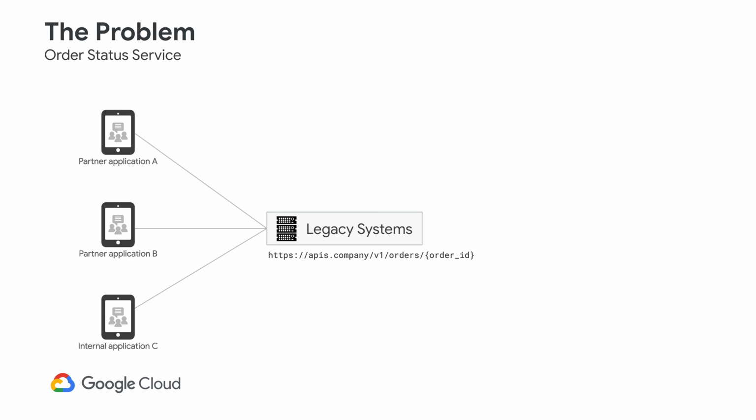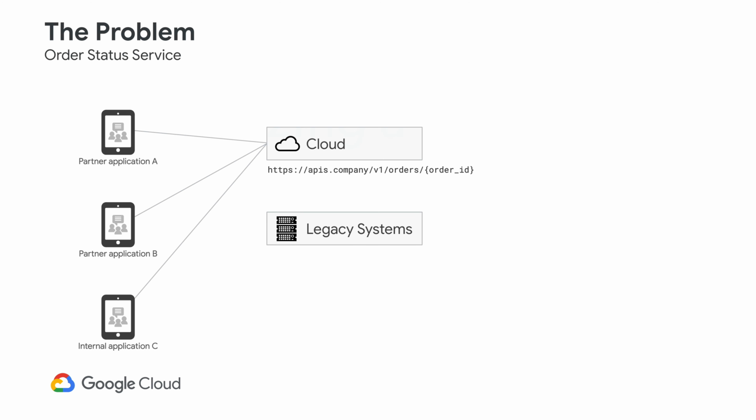It's running in a legacy system. It has its URL. We've got a number of applications over there, a partner application A, a partner application B, and an internal application C. All of those are using this service, and we don't want to disrupt it. We'd like to be able to move it straight up to the cloud without disrupting anybody.